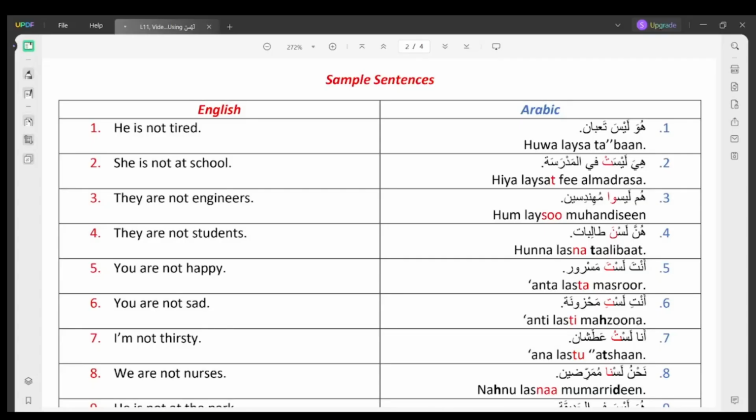Now let's move on to the sample sentences. Number 1, he is not tired. هو ليس تعبان. Number 2, she is not at school. هي ليست في المدرسة. Number 3, they are not engineers. هم ليسوا مهندسين.